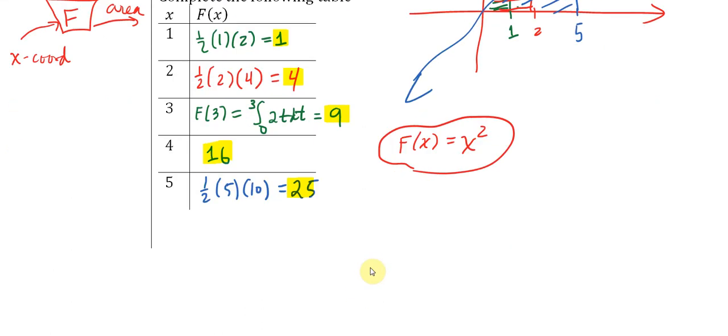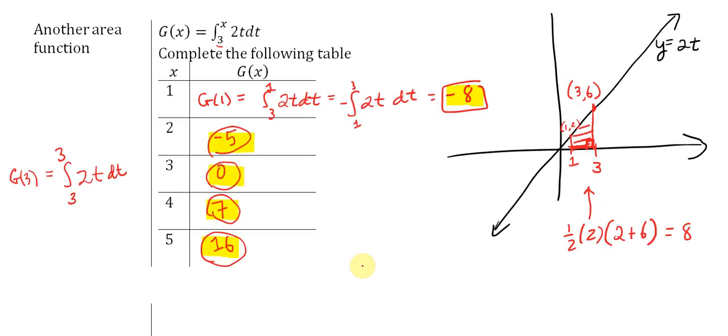Okay. Now, let's look down here at g of x. This is a little bit harder to see, but you can notice here that these values are increasing from -8 to -5. It increases by 3, and then by 5, and then by 7, and then by 9. So g of x is also a function related to x squared. It's x squared, but minus 9.